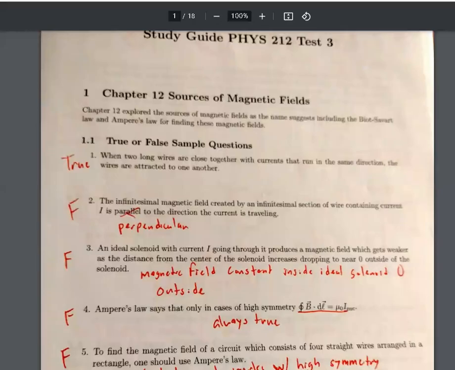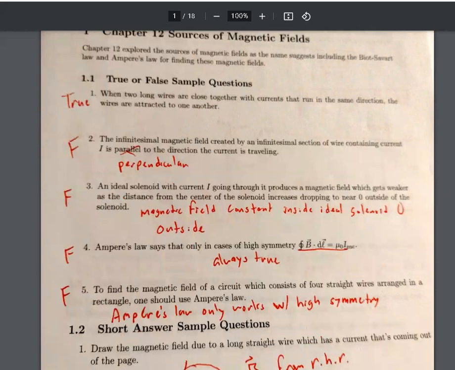All right, hey guys. So we're going to go over the study guide and look at everything. All right, so we'll start with chapter 12 and the true or false.